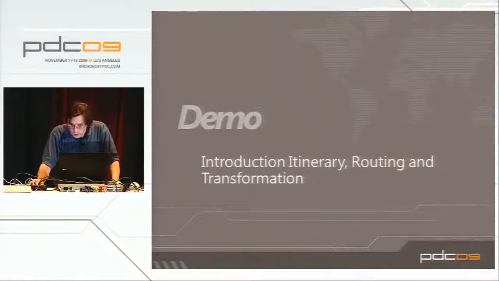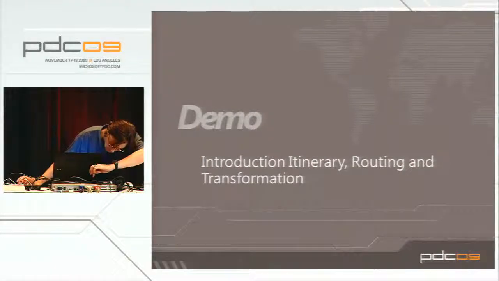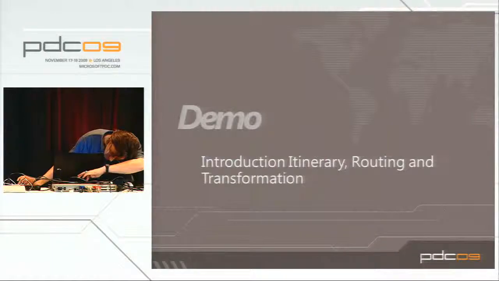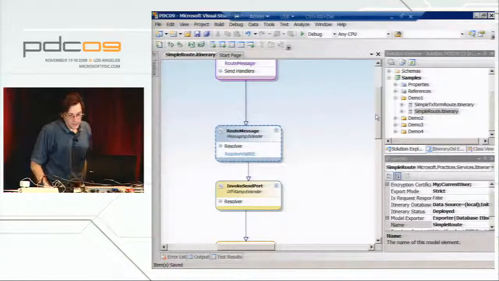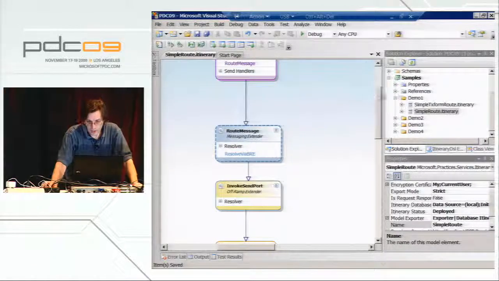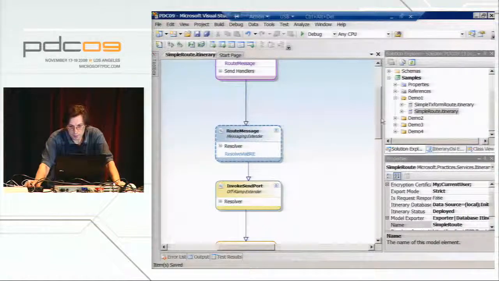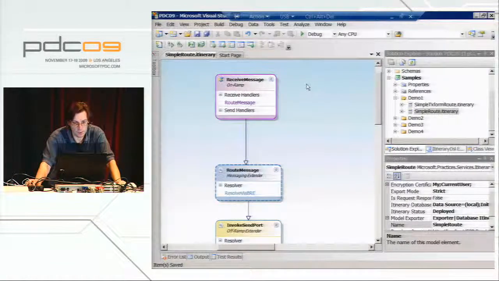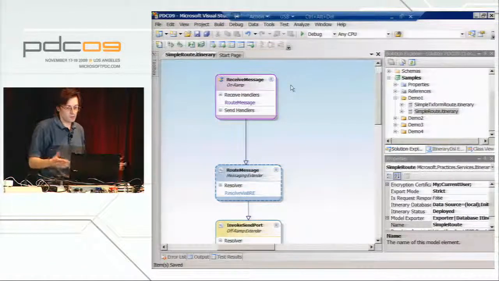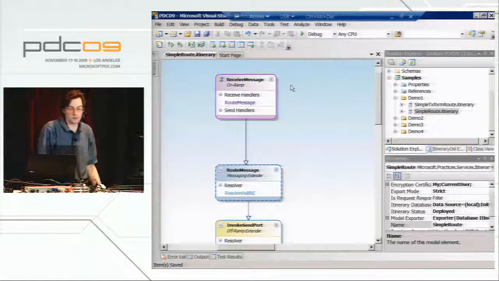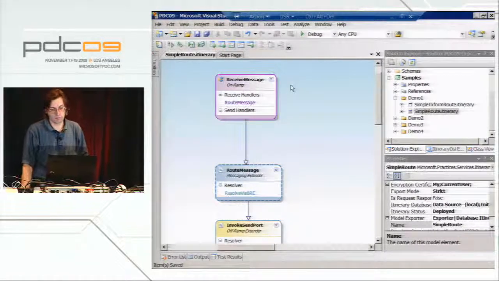First of all, we should just go and warm up with a little demo. What we have here is the itinerary designer. In the first demo, we have a pretty rudimentary sample. We receive the message, and the goal is to route the message using BRE, using the file adapter, to a certain location.